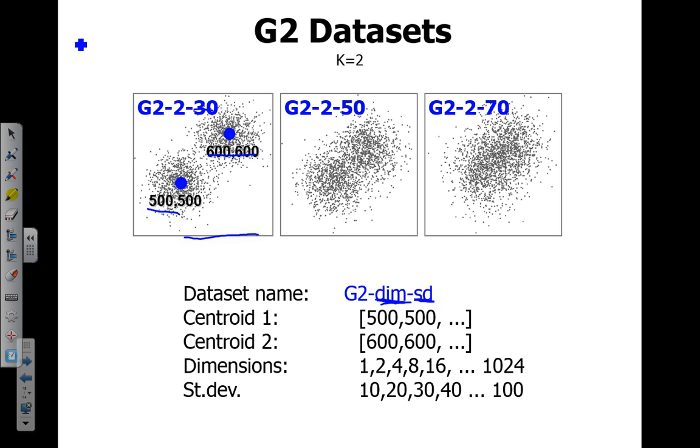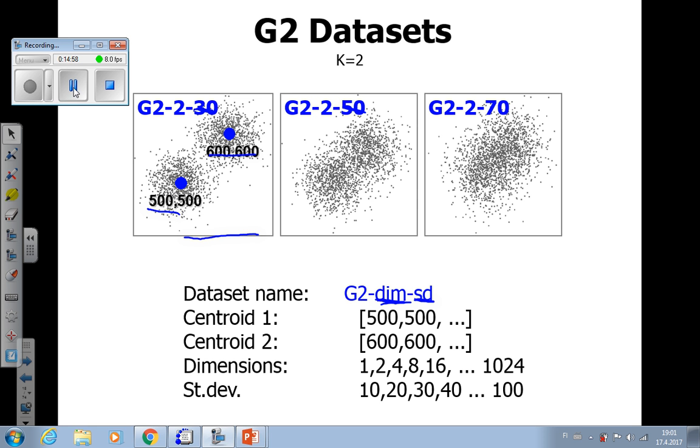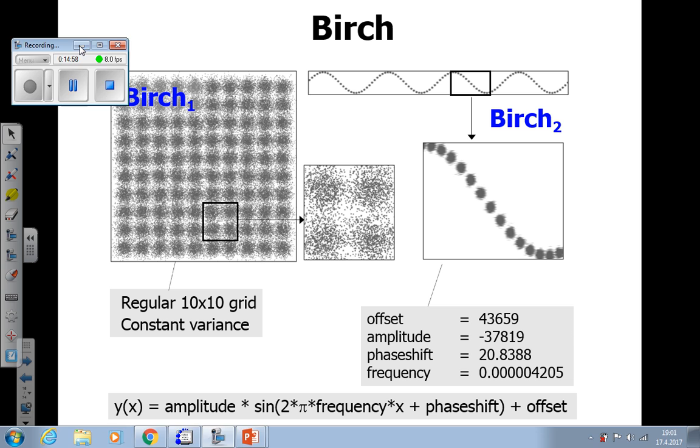and with 30, the standard deviation is 30 units, so you can see they overlap a little bit. When the standard deviation increases to 50, they overlap much more. At 70, they are really overlapping, and the final is 100. They are almost mixing completely, merging together. So this should have very good capability to find out how this overlap happens.